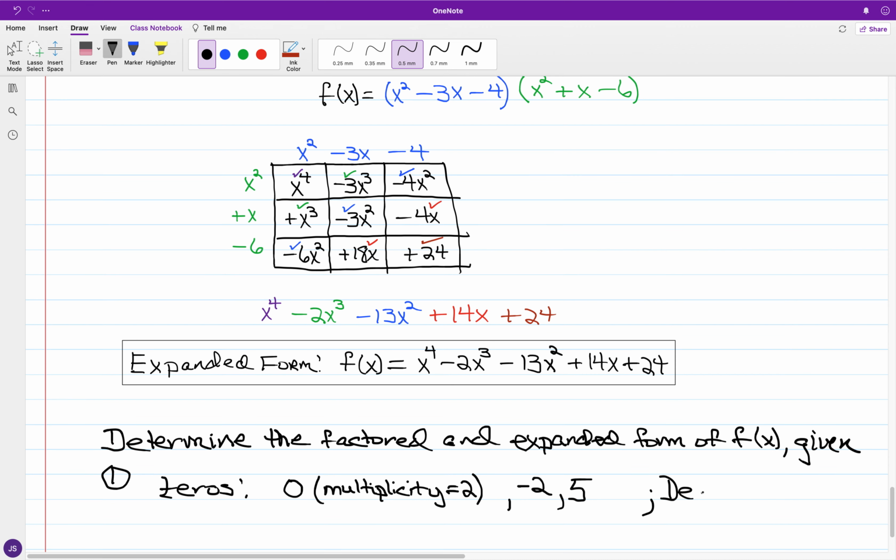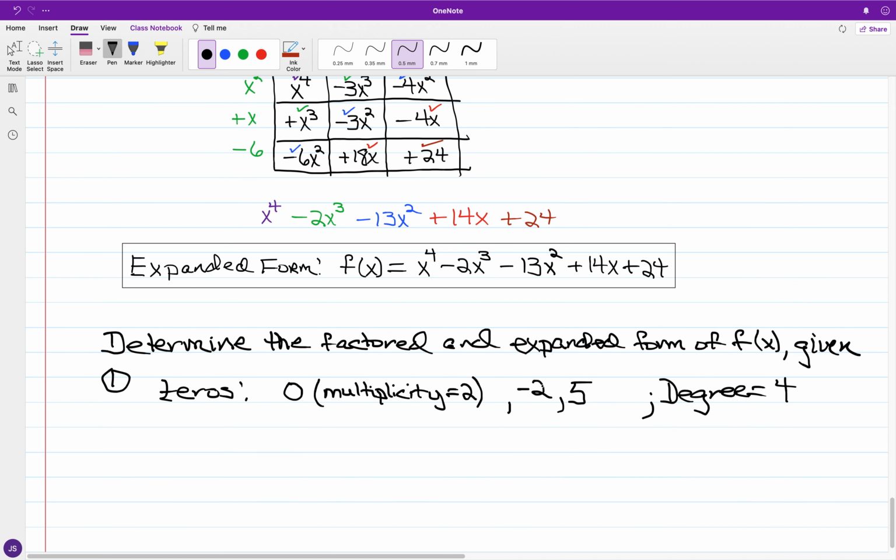And for the degree, the lump sum degree, you have a multiplicity of 2, so you've got second degree here, and with negative 2 and 5, each with a multiplicity of 1, you have 2 plus 1 plus 1, so you're going to end up with a fourth order polynomial expression. So just for the next few moments, let's see what we get for the factored and expanded forms of f of x.